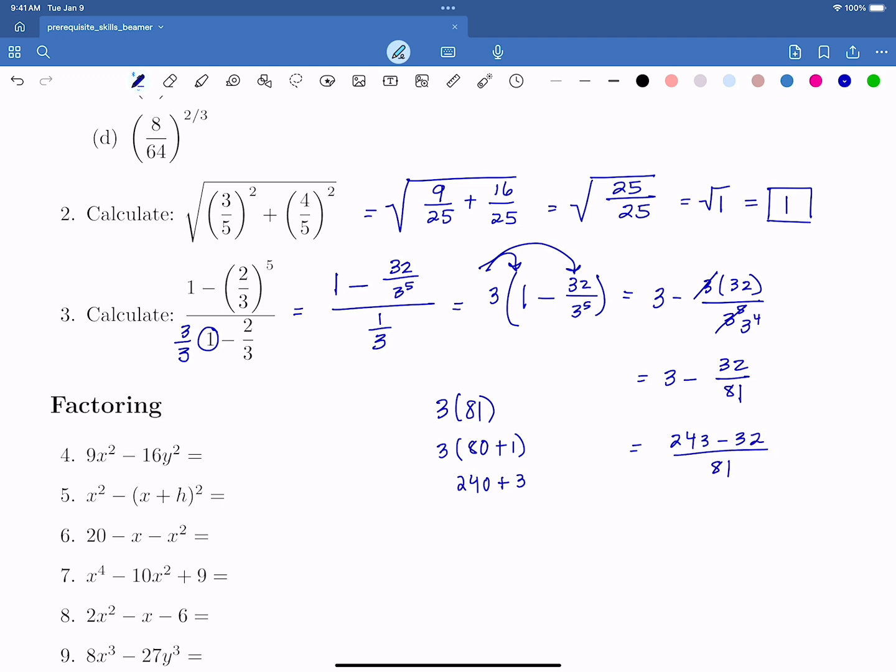All right, we have common denominators, so we're going to combine those numerators. Now I have to do 243 minus 32. So that's going to be 211. Wait, let me double check that. 243 minus 32. Yeah, 211. 211 over 81.